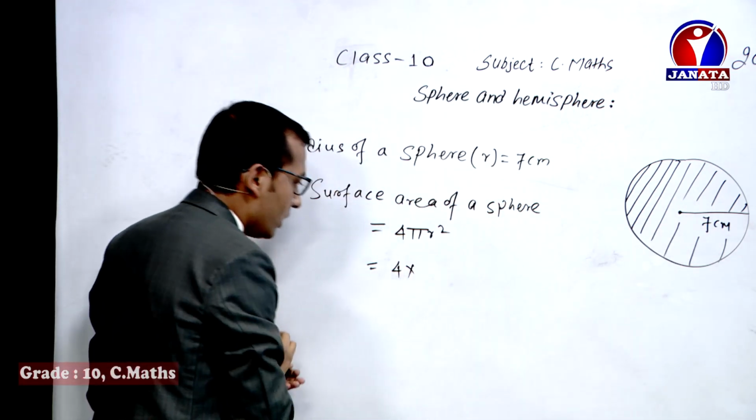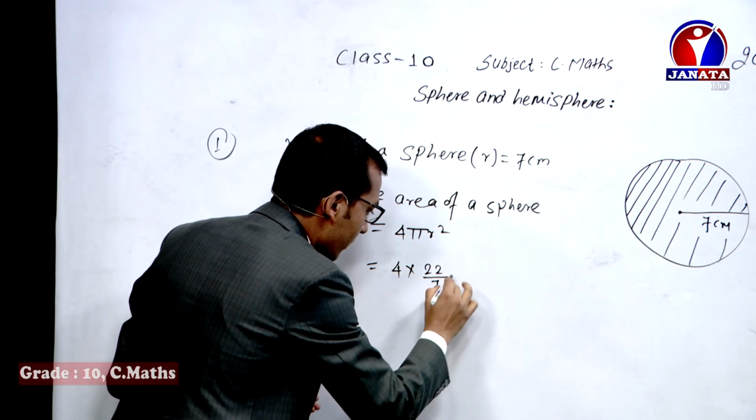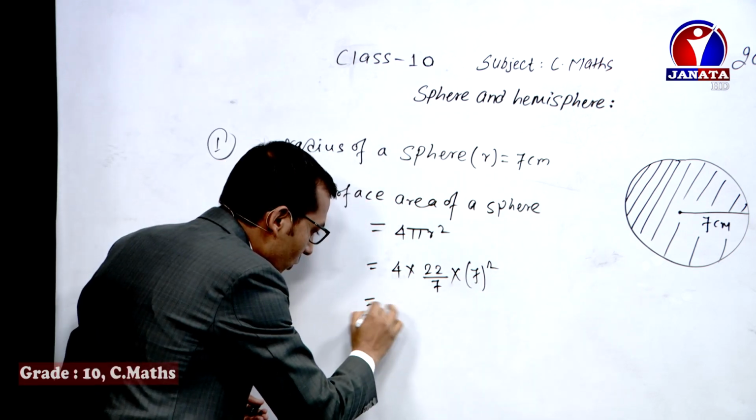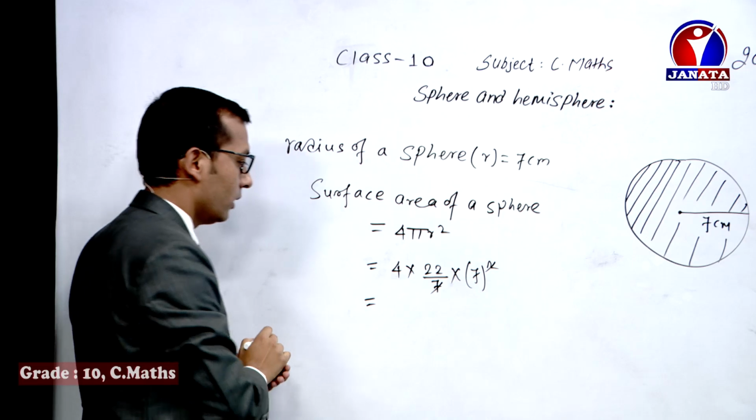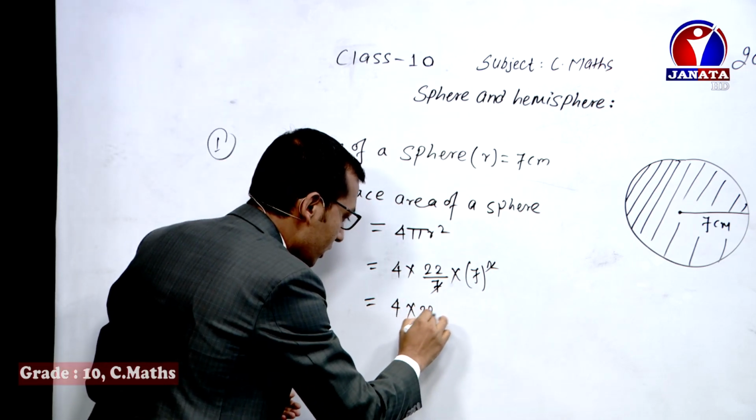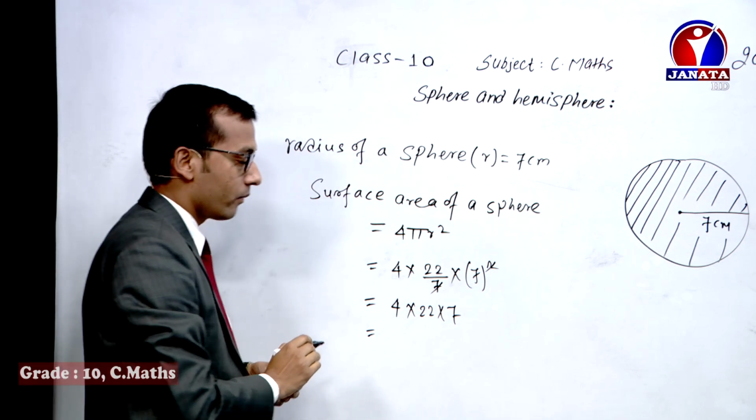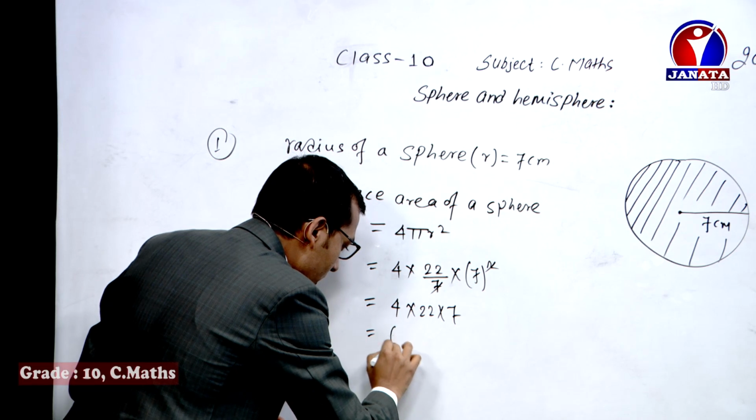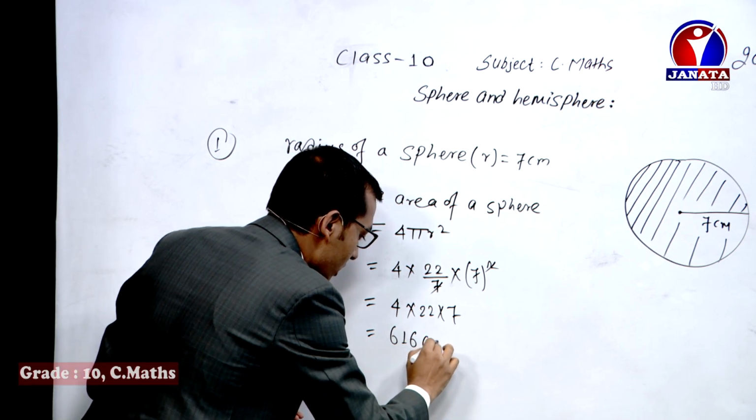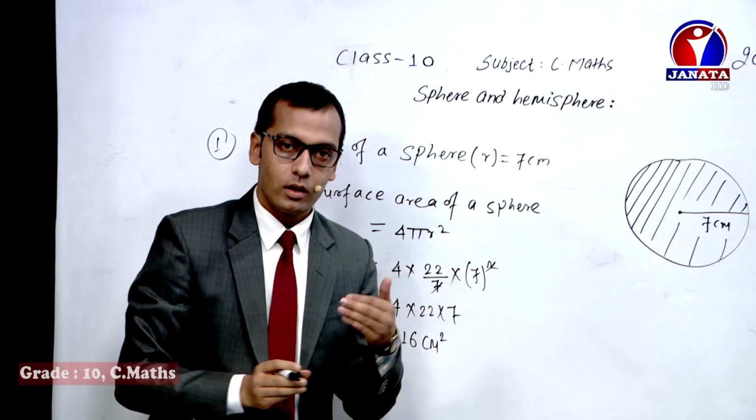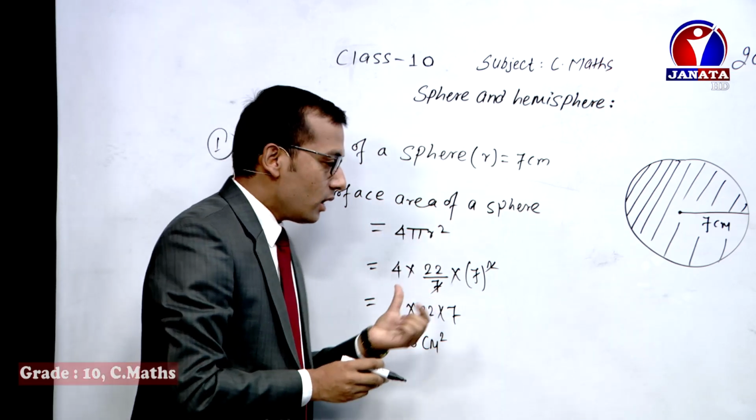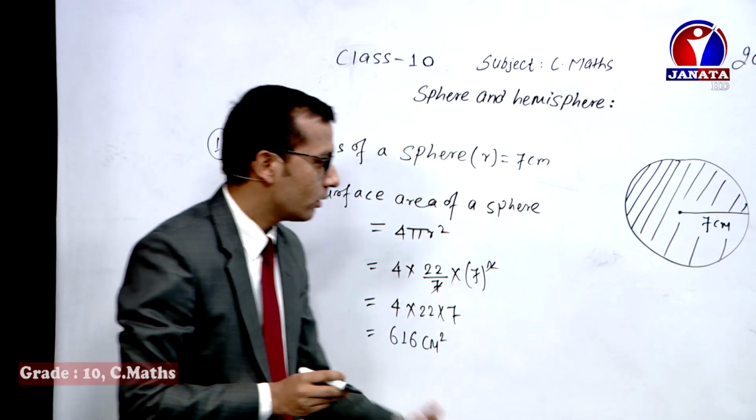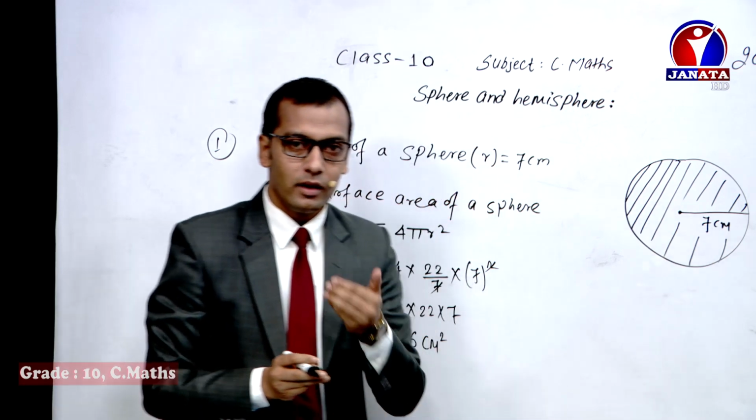So 4 times what is pi? It's 22 over 7 times r square, which is 7 square. We can cancel 7 here. So 4 times 22 times 7 gives the surface area of the sphere, which is 616 square centimeter. So this is the way to find the surface area of a sphere when radius is 7 centimeter.